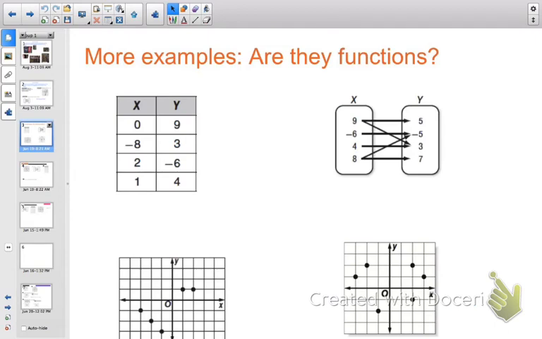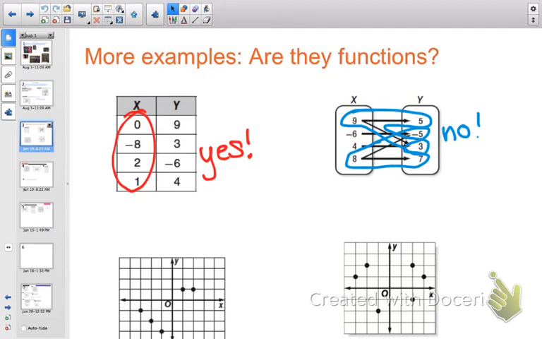So here's some more examples to determine if they are functions or not. Let's check out the table. Our x values are 0, 8, -8, 2, and 1. Because they're all different x values, it's going to be a function. We don't even need to look at the y values. For the mapping, it gets a little tougher because 9 goes to 5 and 3. So it's not repeated, but it technically is because it's going to two different y values. Also, 8 goes to two different y values as well. So it's definitely not a function.